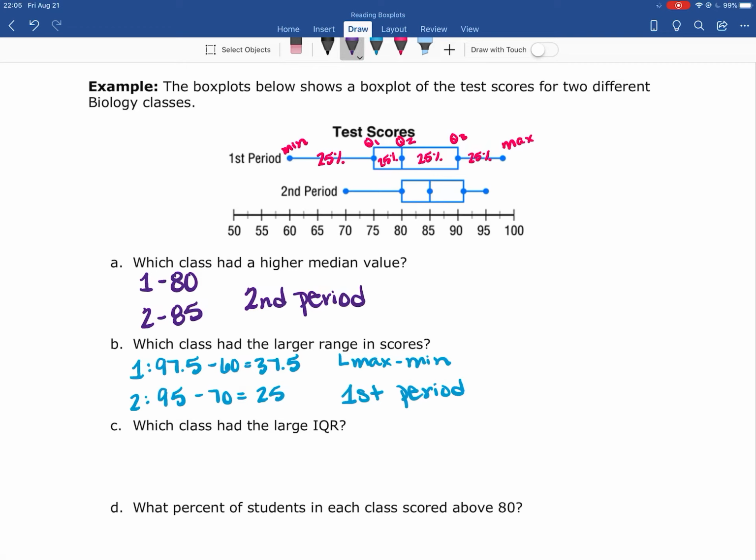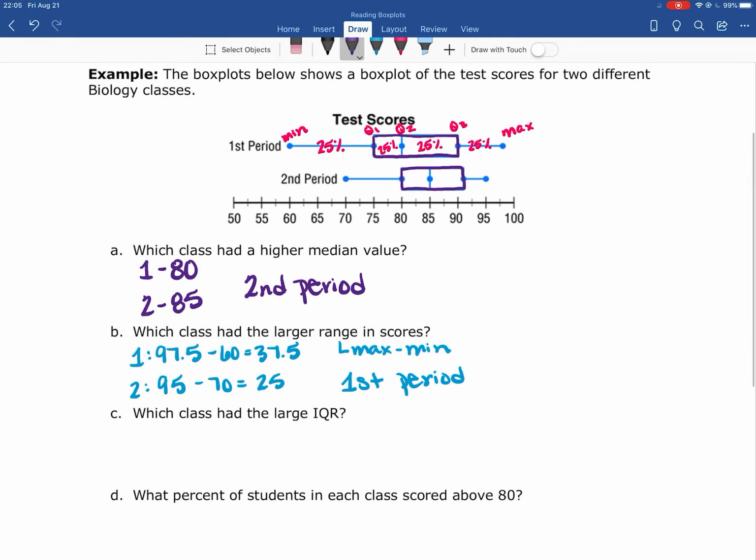Which class has the larger IQR? That should say larger IQR. So again, we're looking at the range, but now we're looking at the range of just the box part. So if I'm looking at just the pictures, we're looking at the box piece. This is Q1 to Q3. This is Q1 to Q3. I would say that first period also has the larger IQR, but I'm going to go ahead and calculate that just to be sure.